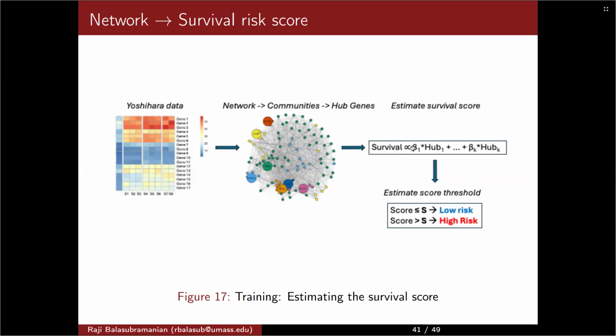So now I have estimates of beta 1, beta 2, beta k, from fitting our model. And then we take it one step further, and we ask, what is the value of our score that effectively separates those with low survival from those with high survival? So from this training phase, we get estimates. We know which ones are the hub genes. That's important. And we know how to weight them. We know the numbers that correspond to beta 1, beta 2, and so on. And we also know the value of S that will let us classify a future person into low versus high risk.